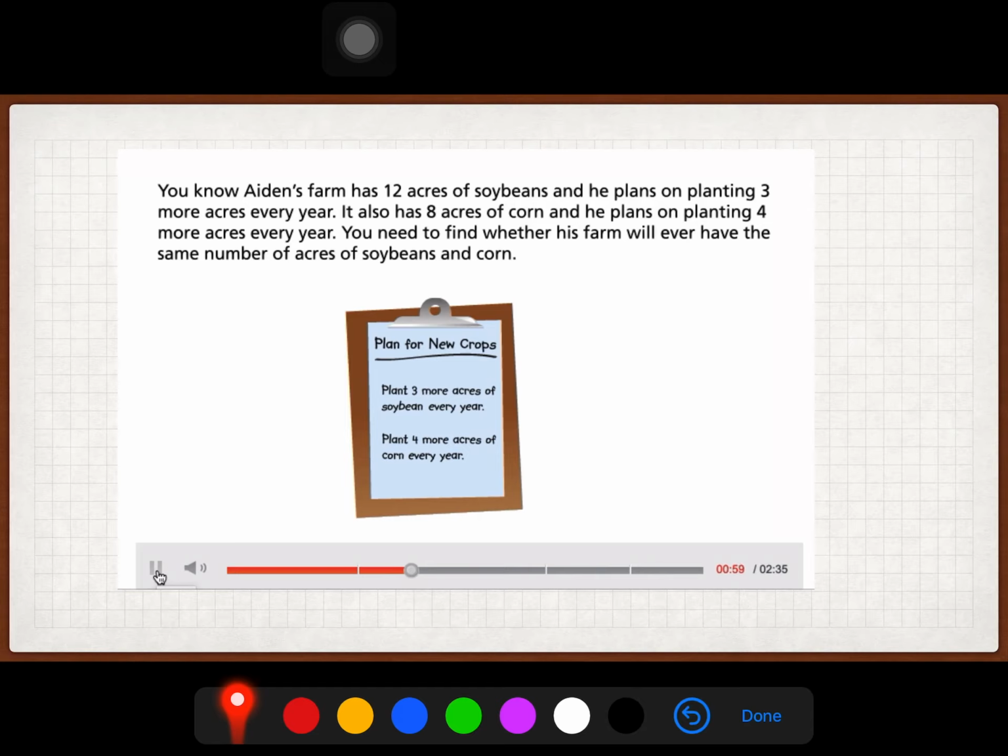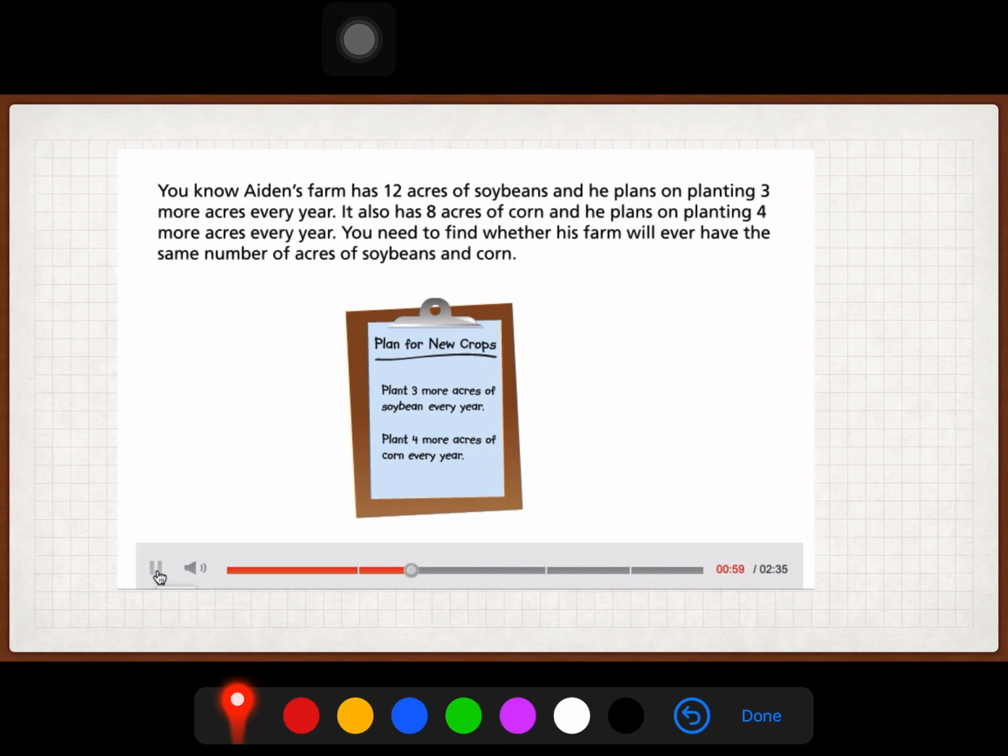Think. How can I make sense of and solve this problem? I can choose and implement an appropriate strategy, use ordered pairs to make graphs, identify and analyze patterns, and check that my work and answer make sense. Here's my thinking. For each crop, I can write a rule, make a table, and plot the ordered pairs. Then I can see if the number of acres is ever the same.